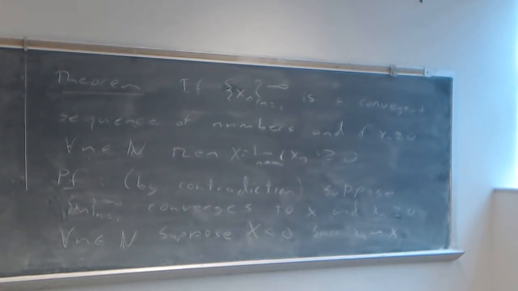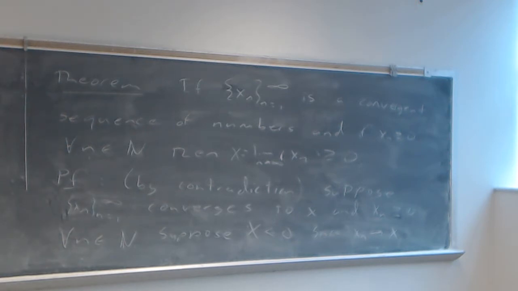Okay, so here's what I'm thinking. If x of n converges to x, then no matter what positive number somebody gives me, there's some point in the sequence, we call it k, such that from that point on, n greater than k, all the terms of the sequence, their distance from x is going to be less than whatever positive number was given to me. So the positive number I'm going to pick is minus x, because we're assuming x is negative. Okay, so minus x is positive.